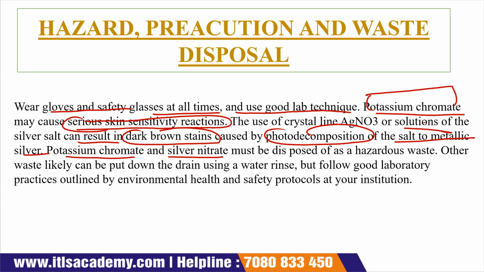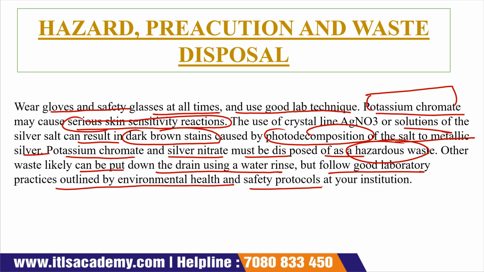Potassium chromate and silver nitrate must be disposed of as hazardous waste. Both are considered hazardous waste, so when we are disposing of them, we have to dispose of them separately. Other waste we rinse out with the help of water. For all of the above, we also have to follow good laboratory practices outlined by our environmental health and safety protocol given by the institution.